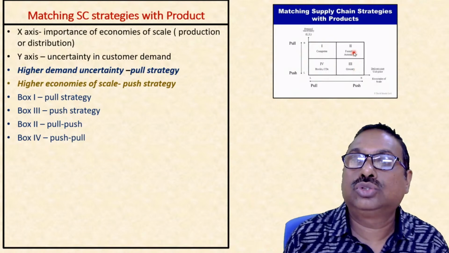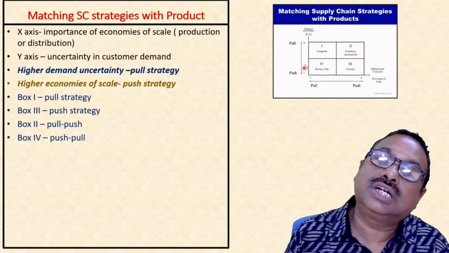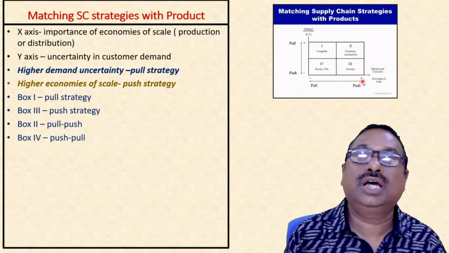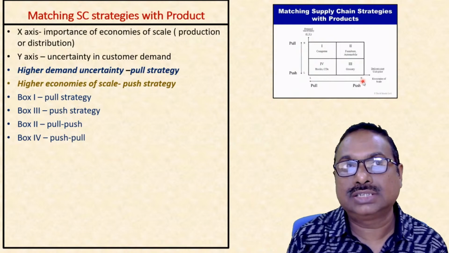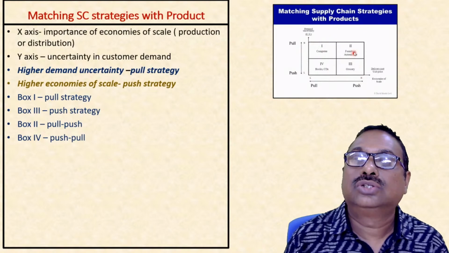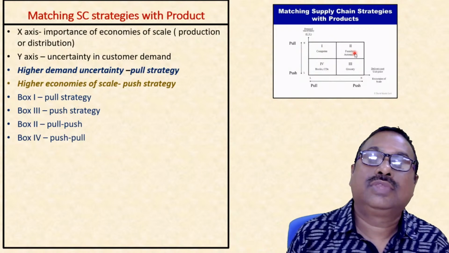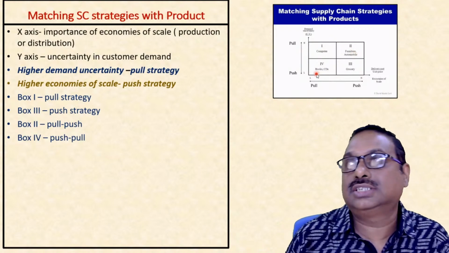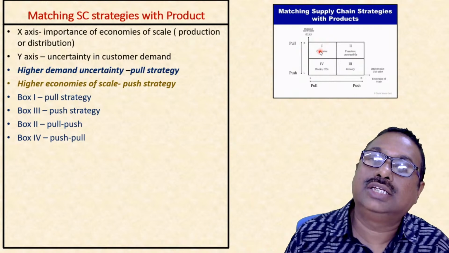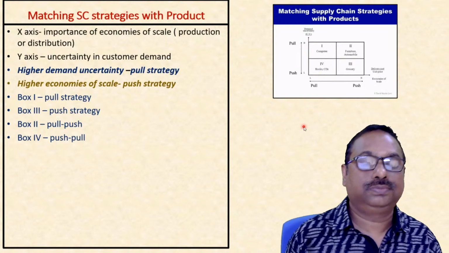Then box 2 is furniture, automobiles and all. Here demand uncertainty is higher, but economies of scale is high. So you make some components, then you assemble according to the furniture or automobile orders. So box 2 is a push-pull strategy. And box 4 also, books, CDs and all, is a push-pull strategy. So computers in box 1 are pull, box 3 is push, and these two, 2 and 4, are push-pull.